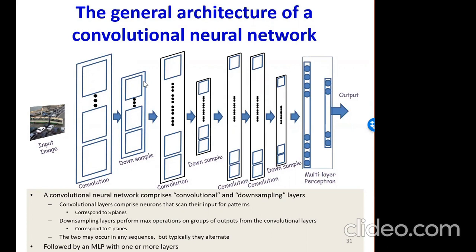Now, typically the S and C planes alternate, but this is not necessary. You can have several convolutional layers in a row before a downsampling layer, like here. And then finally, after all of these convolutional and downsampling layers, we have an MLP with one or more layers, which produces an output.